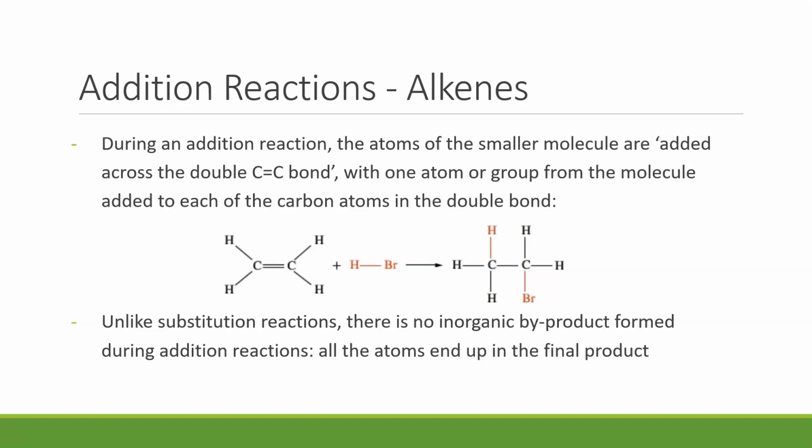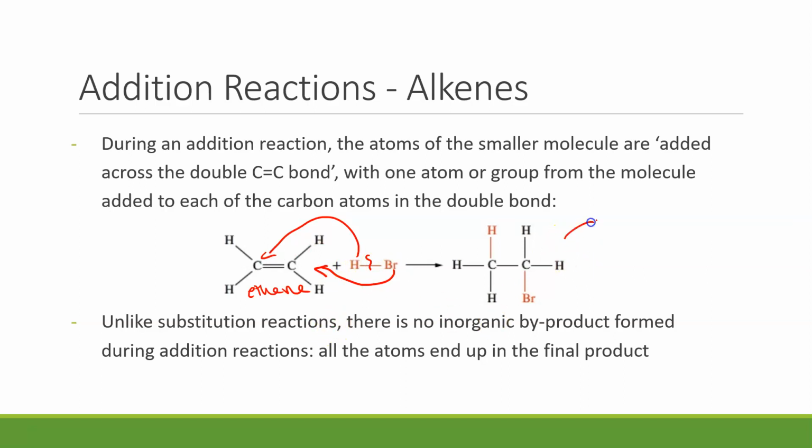The first ones that we're going to be looking at, we're looking at a smaller molecule added across the double bond with an atom or group from the molecule added to each of the carbon atoms in the double bond. So if we have a look at this example here, we're taking ethene. We are adding hydrogen bromide. This will break. Hydrogen will add to one side and bromine will add to the other.